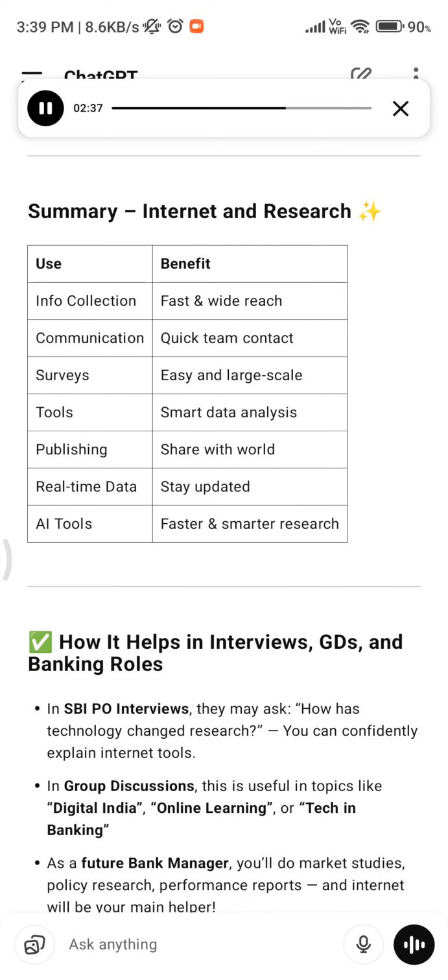Summary, internet and research. Use and benefit: info collection, fast and wide reach; communication, quick team contact; surveys, easy and large scale; tools, smart data analysis; publishing, share with world; real-time data, stay updated; AI tools, faster and smarter research.